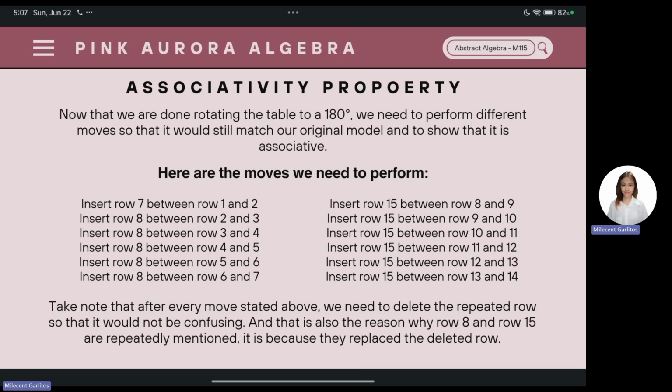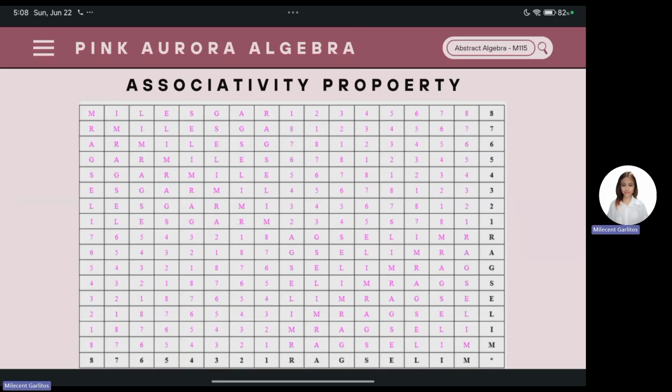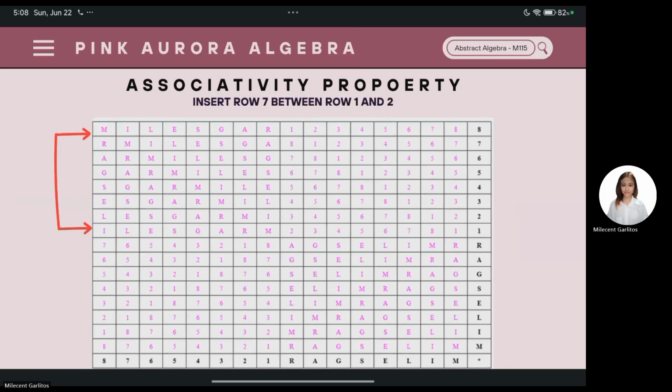We have a complete set of 12 moves. So take note that after every move stated above, we need to delete the repeated row so that it would not be confusing. And that is also the reason why row 8 and row 15 are repeatedly mentioned. It is because they replace the deleted rows. So take note of that. So now, this is our table after rotating it 180 degrees. So let's start with the moves.